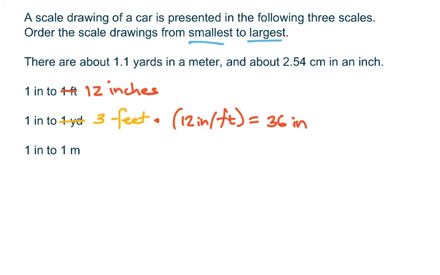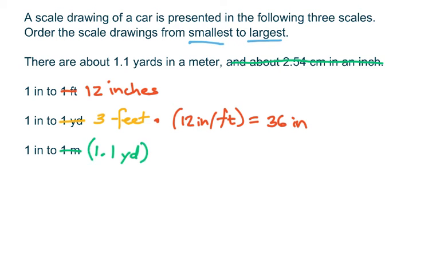So I feel like I'm making good progress, and I think I'm going to try to turn that last one, the meters, also into inches, since two of my measurements are already in inches. So I'm not going to worry about the centimeters. I do need this information about 1.1 yards in a meter, though. So I'm going to take that 1 meter, and I'll begin by writing it as 1.1 yards.